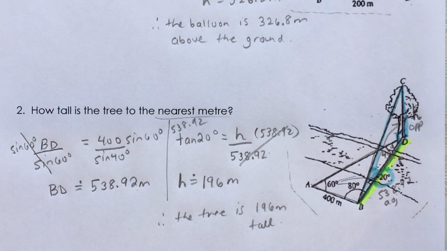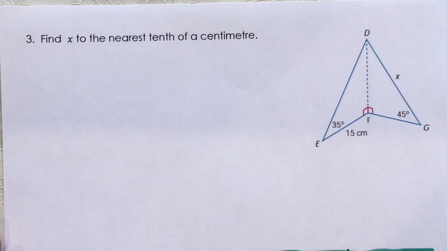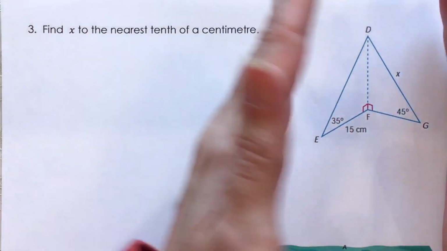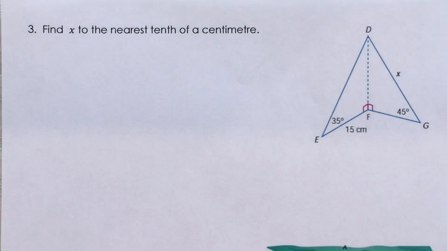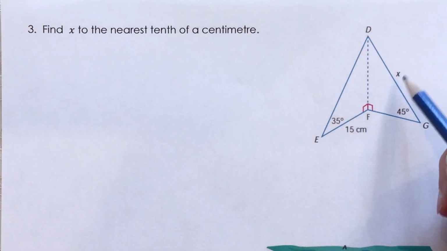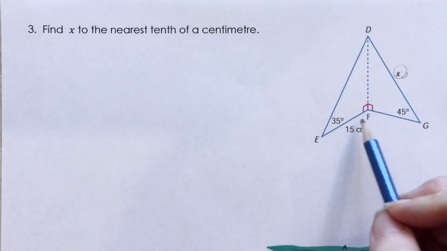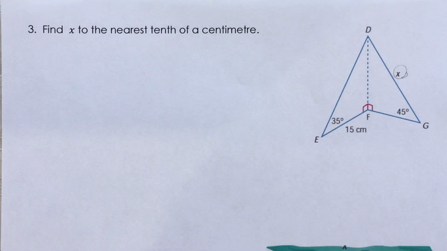Okay, so there's two problems that involve 3 dimensions. Here's another one. So this kind of looks like it's folding in. That's what makes this one look kind of 3-dimensional here. They want us to find x over here to the nearest 1/10 of a centimeter. And we've got 2 right angle triangles, so right angle trigonometry is going to be involved.